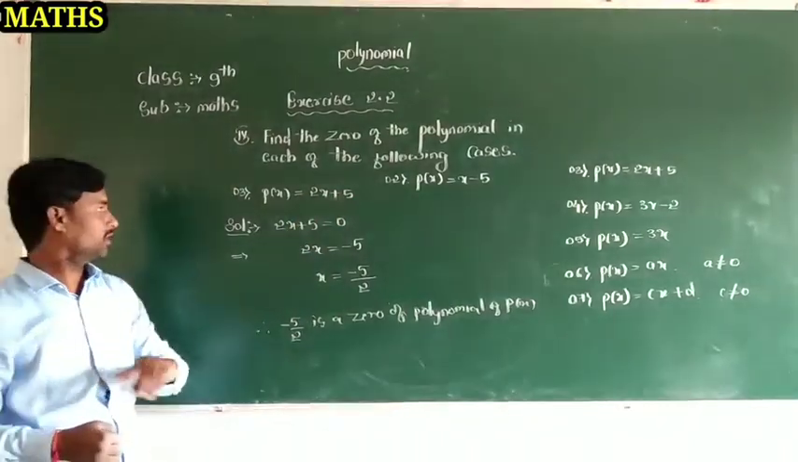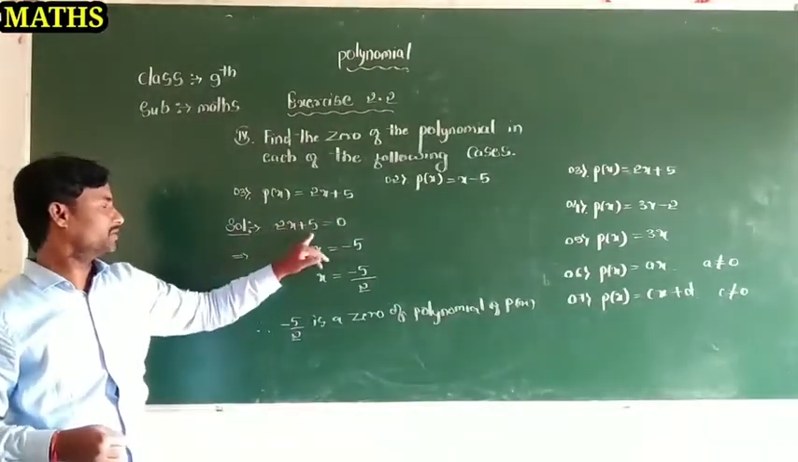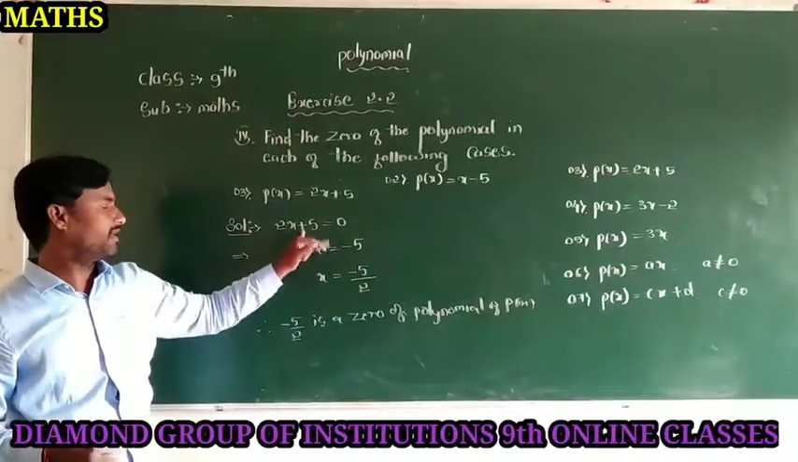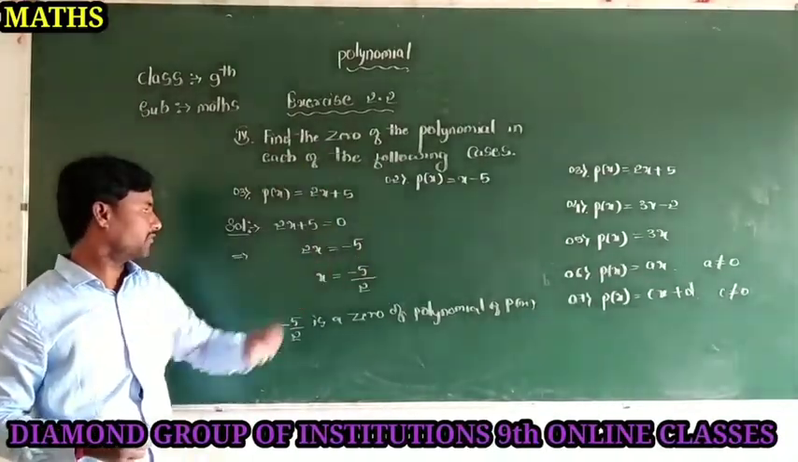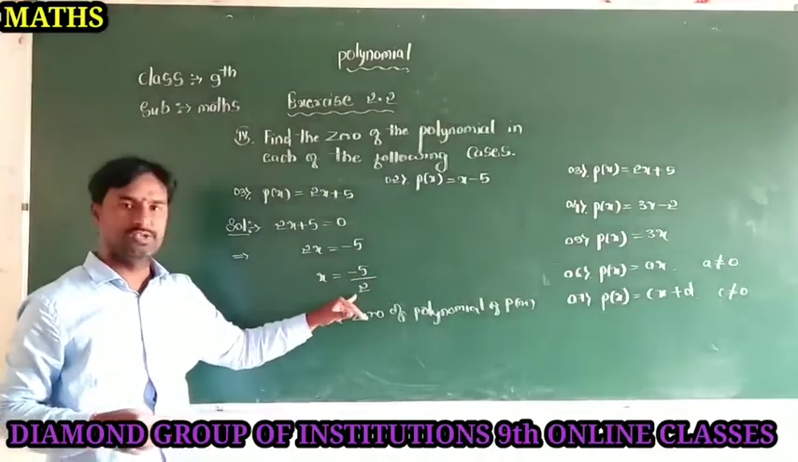One more time solution, dear students. P of x is equal to 2x plus 5. 2x plus 5 is equal to 0. So 2x I wrote as it is here. This plus 5 is transferred that side, that becomes minus 5, dear students. X is as it is, equal to minus 5 by 2, dear students.